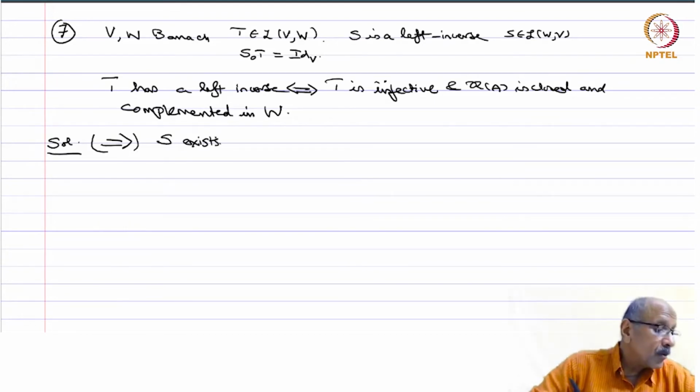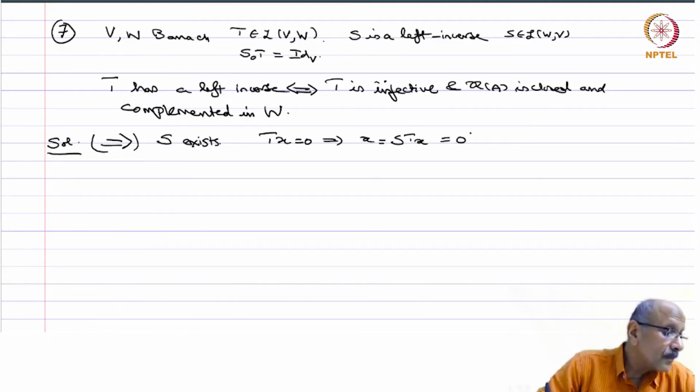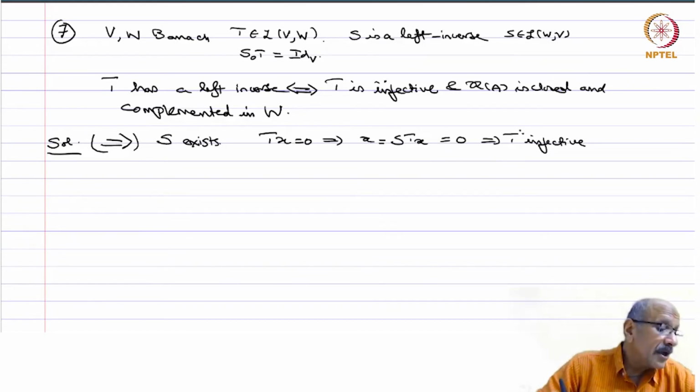Okay. So, Tx equal to 0 implies x, which is equal to S of Tx, because S of T is identity in V, and that is equal to 0. Therefore, T is injective. So, if you have a left inverse, automatically the mapping has to be injective.